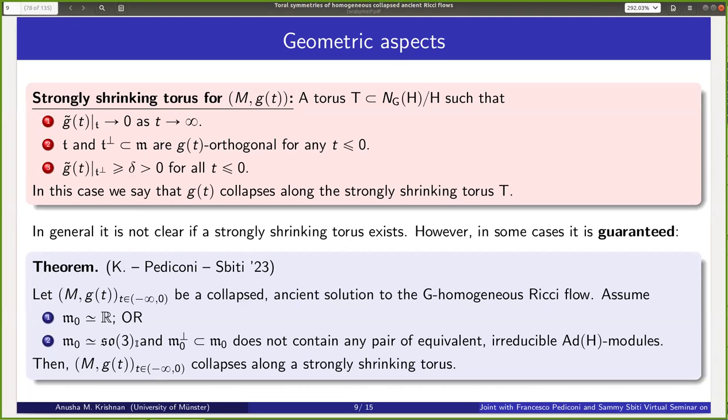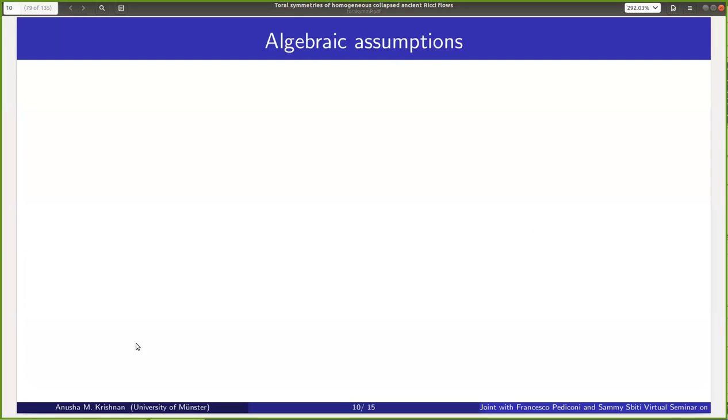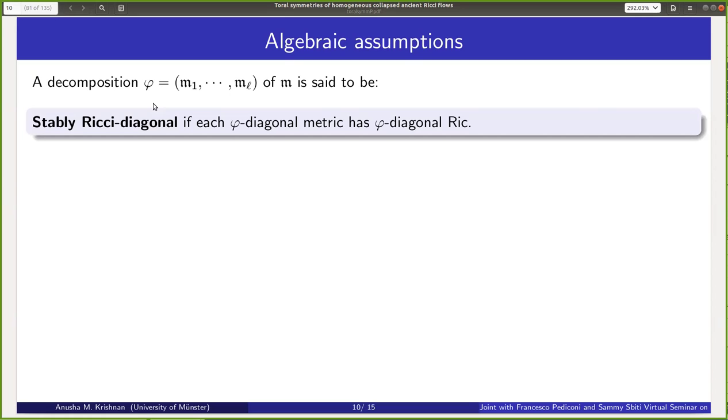Next, I will say some words about the algebraic assumption. This assumption is going to be an assumption on the decomposition, so I need to make some definitions. We say that a decomposition of M is stably Ricci diagonal if every phi diagonal metric has phi diagonal Ricci tensor.